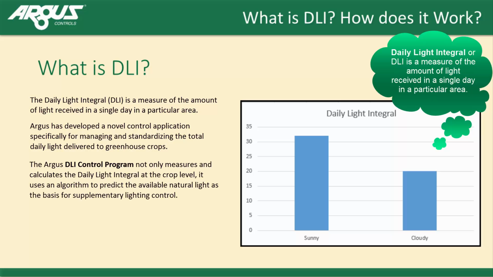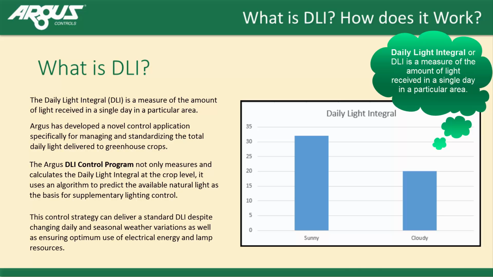The DLI control program not only measures and calculates the daily light integral at the crop level, it uses an algorithm to predict the available natural light as the basis for supplementary lighting control. This control strategy can deliver a standard DLI despite changing daily and seasonal weather variations, as well as ensuring optimum use of electrical energy and lamp resources.